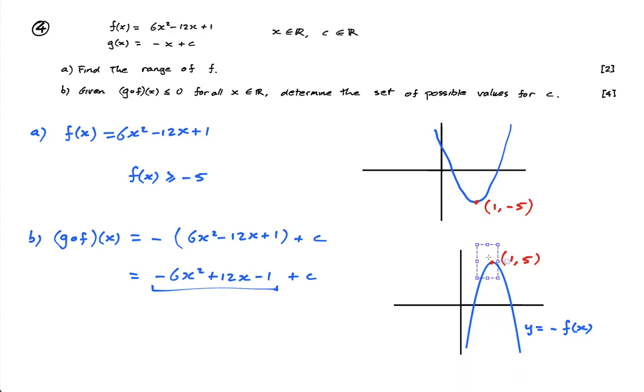So what must c be to bring this thing down to here? Well, I have to subtract at least 5 or anything more than 5. So therefore c has to be less than or equal to 5, because that way it'll bring the whole quadratic underneath the x-axis, which means that the whole of g of f of x is less than or equal to 0. Okay, hope that makes sense, guys. I'll see you for question 5.